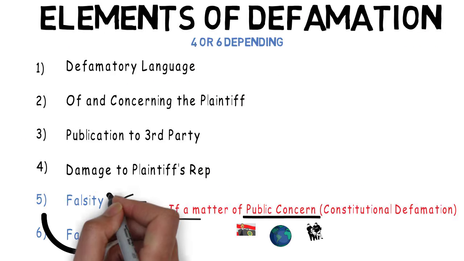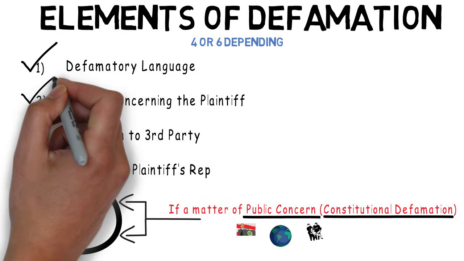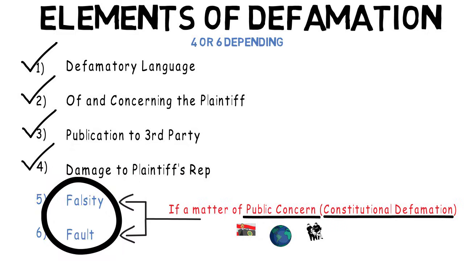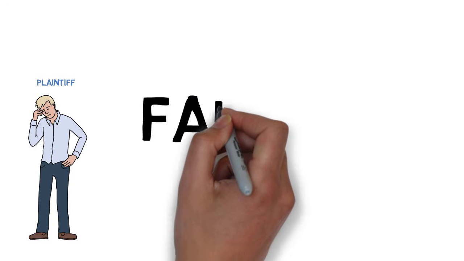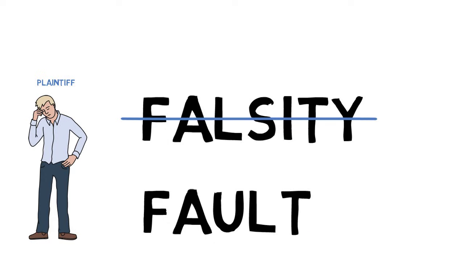Okay, so our other two elements, the falsity and fault, come into play when there's a matter of public concern at the heart of that defamatory statement. You still must prove the four elements we just spoke about, but then you have to ask yourself, can the plaintiff prove that the defamation was false? If they can, then you have to prove fault on the part of the defendant.